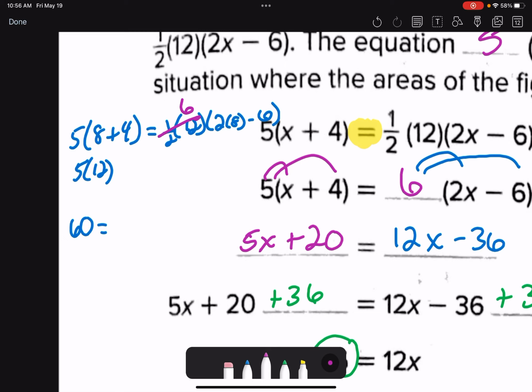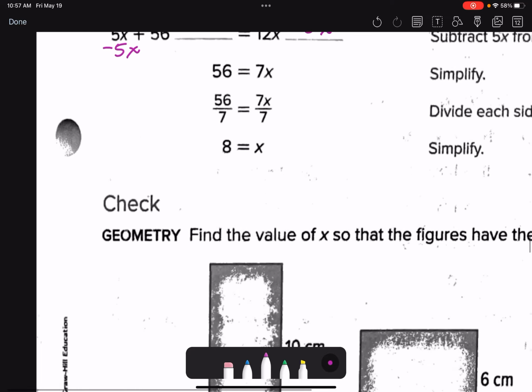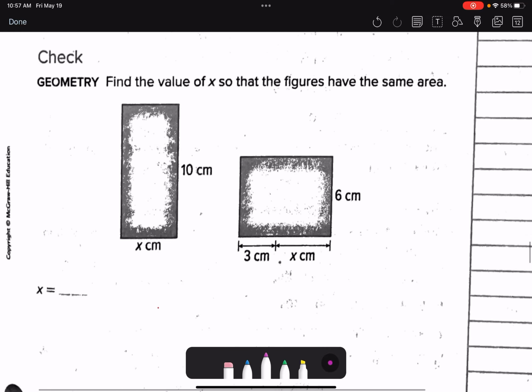And then I could go ahead and say 2 times 8 is 16. And 16 minus 6 is 10. And 6 times 10 is 60. So we are correct. All right, let's go ahead and take a look at this.